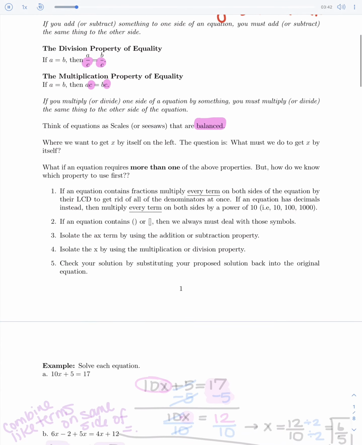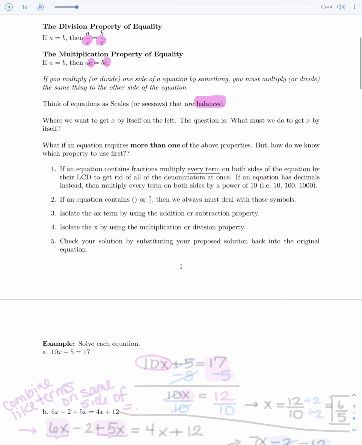Now, if you continue along, you'll notice that there are a bunch of properties for how to solve equations, but I don't think you need a whole list of rules. What we'll do is we'll just go through these naturally, and it will follow probably exactly how you'd expect. So let's take a look at our first example.